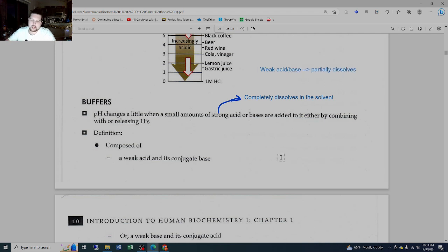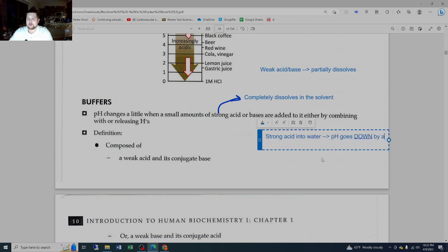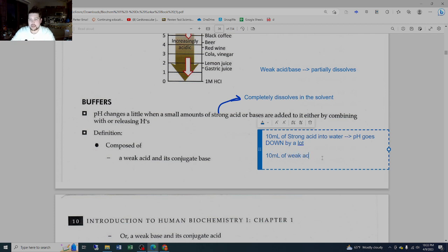So if we put a strong acid into water, pH goes down by a lot. Let's say we put 10 milliliters of strong acid into water, pH is going to really drop down by a lot. If we put 10 milliliters of weak acid into water, the pH goes down a little bit. That's just describing that definition, knowing the difference between strong and weak.